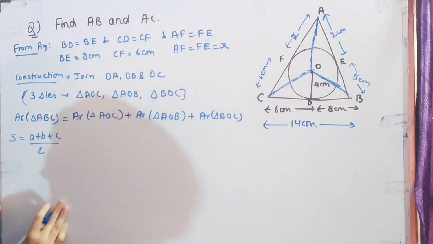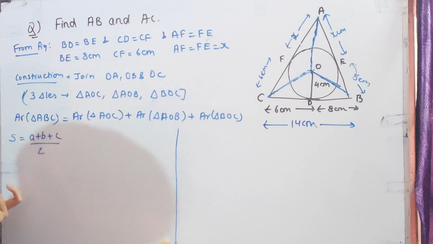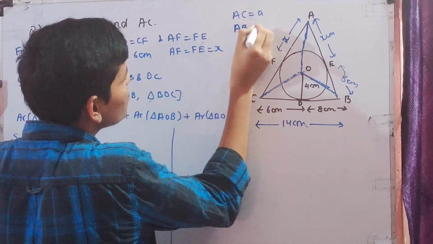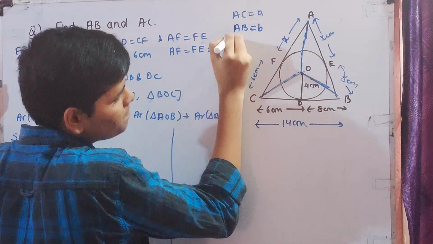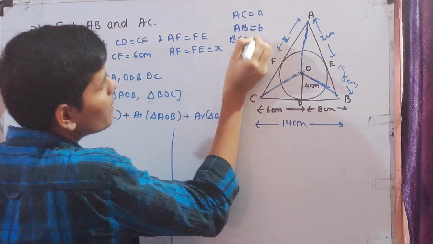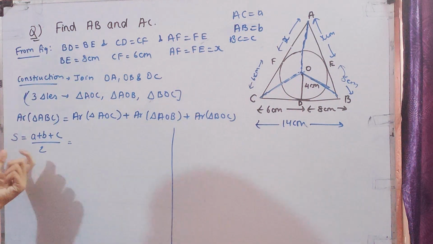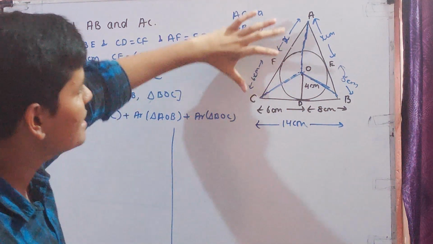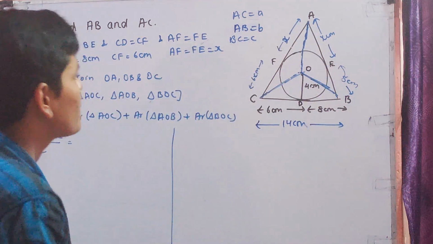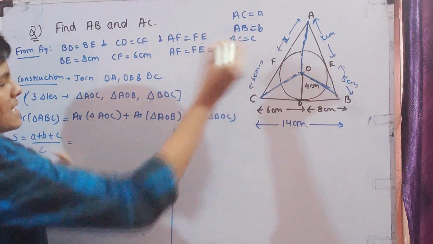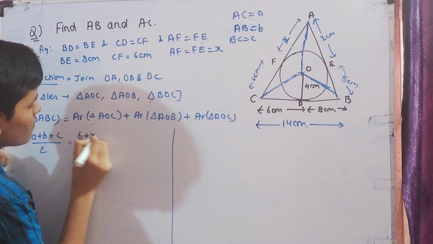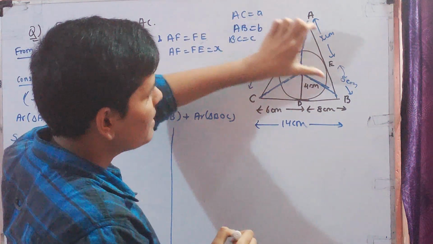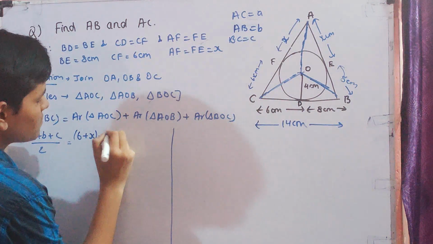Now we see that semi-perimeter is equal to A plus B plus C by 2. Now let AB be equal to B and BC equal to C. Now semi-perimeter is equal to A plus B plus C by 2. We are assuming this is A, this is B and this is C. So now what is A? A is 6 plus X. What is B? B is AB. AB is 8 plus X.